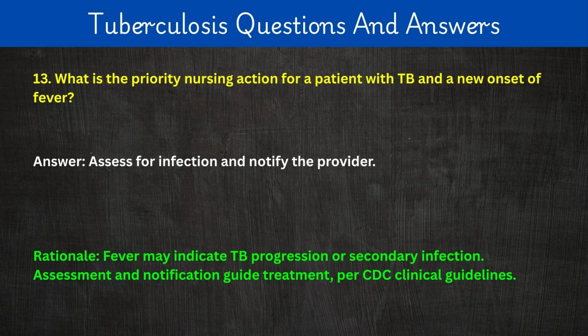13. What is the priority nursing action for a patient with TB and a new onset of fever? Answer. Assess for infection and notify the provider. Rationale. Fever may indicate TB progression or secondary infection. Assessment and notification guide treatment, per CDC clinical guidelines.